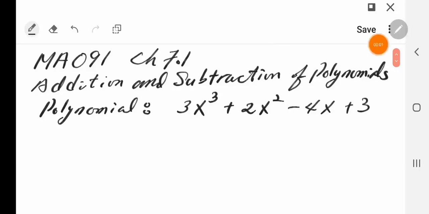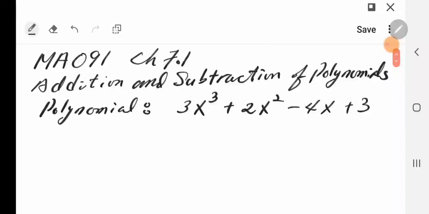Math 91, Chapter 7.1. This is about addition and subtraction of polynomials. Okay, the definition of polynomials is this. There are terms with a variable x, or y, or any variable, which has an integer exponent.